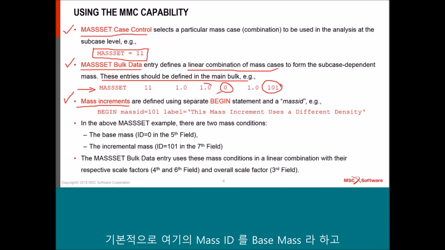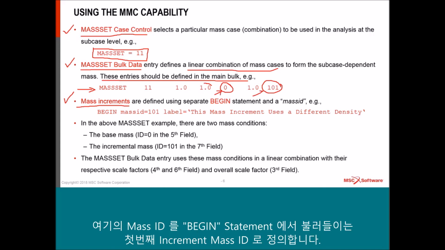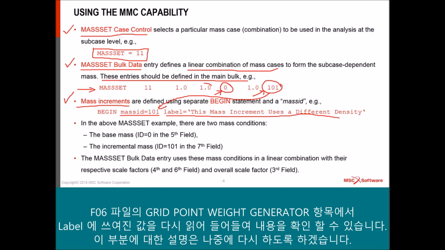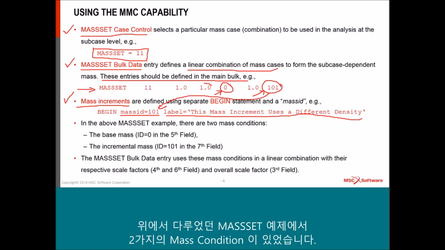So here is the mass ID of the base mass, and here is the mass ID of the first incremental mass, which is the ID that we're calling out here on the begin statement. The label is optional, but if you type in the label here, it'll be recalled when you look at your F06, particularly when you do a param grid point request, and I'll talk about that a little bit later. Again, in the above MASSSET example, there are two mass conditions.